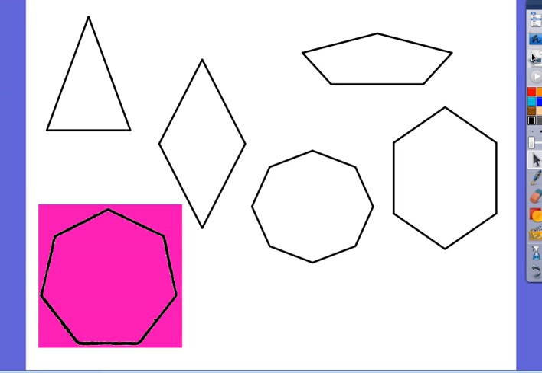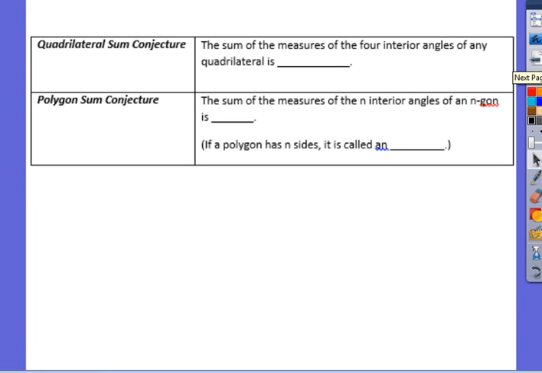A triangle is the smallest polygon, because if you only have 2 sides, you have a ray or an incomplete shape. Most polygons we deal with are not triangles or squares. When we talk about polygons, we usually mean 5 sides or more, but a triangle and a square are polygons. So take a look at this. I'm going to fill this out for you. I'll fill out the quadrilateral sum conjecture and the polygon sum conjecture.